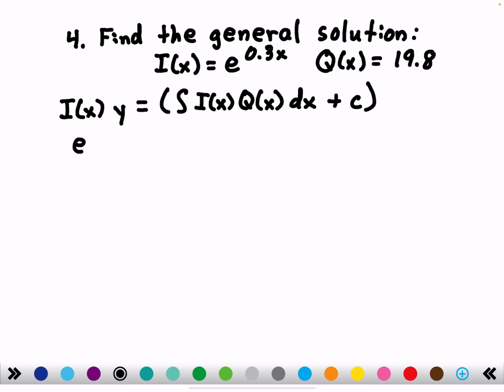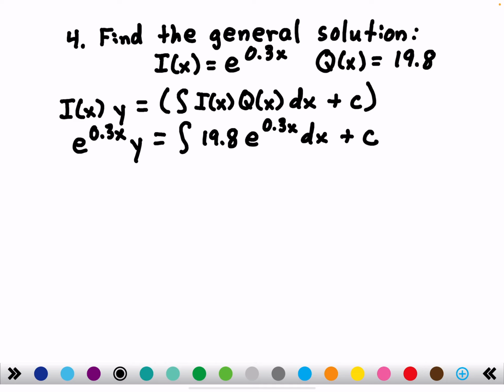Now we'll substitute in these values. I sub x is e to the 0.3x, times y equals the integral. Now the q sub x I'm going to write first because that's a constant. 19.8 times I sub x, which is e to the 0.3x, dx plus c.